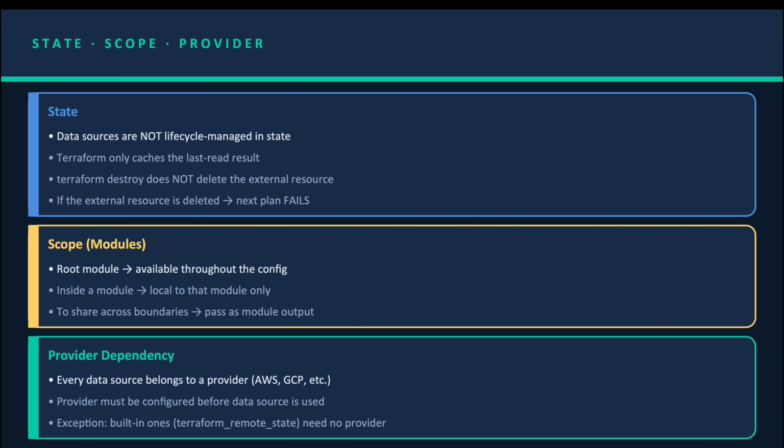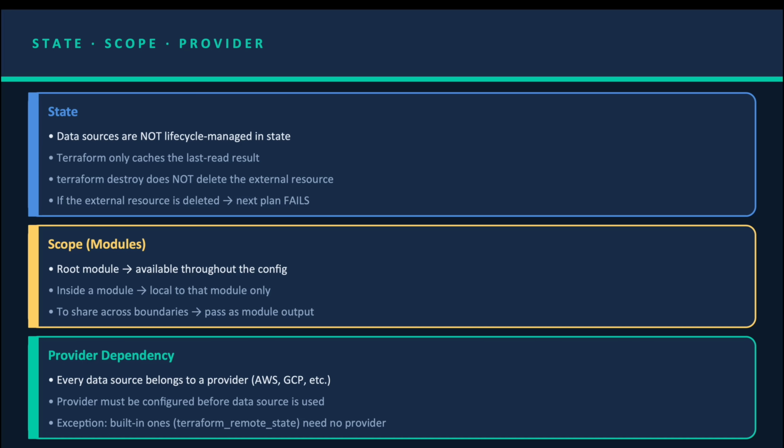Next is state, scope, and provider. Let's start with state. Data sources are not lifecycle managed. Terraform only caches the last result. If you run terraform destroy, the external resource is not deleted. Terraform just forgets the cache, and if that external resource gets deleted outside Terraform, the next plan will fail.